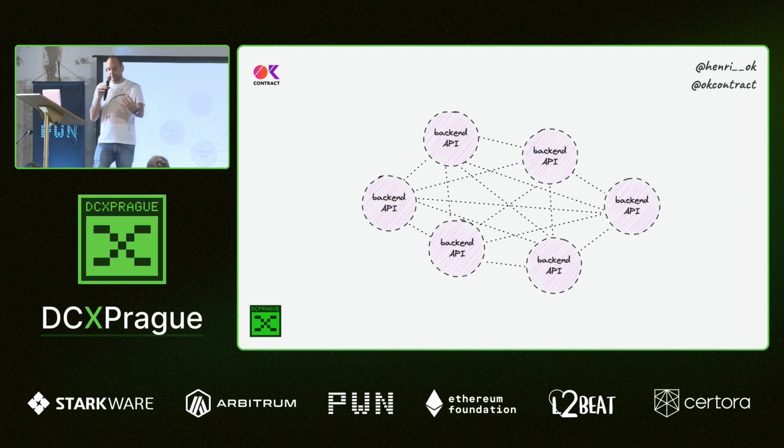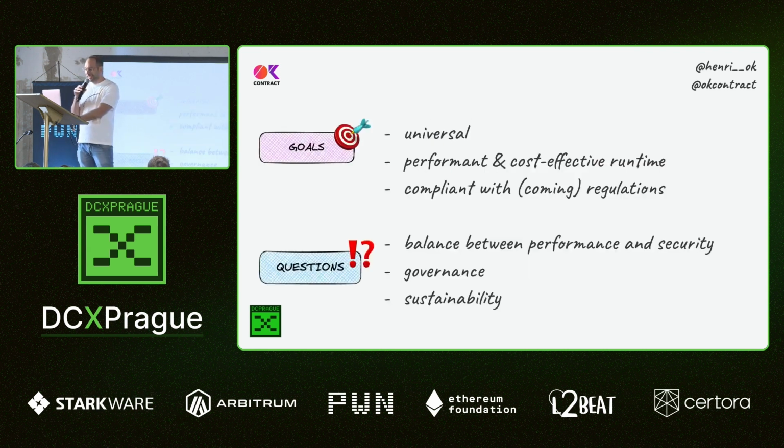But basically, we're building this set of backend APIs, which are decentralized. And I didn't say permissionless. So basically, it's because if you want to make these backend APIs permissionless, then there's another level. But decentralized is doable. And with the following goals.